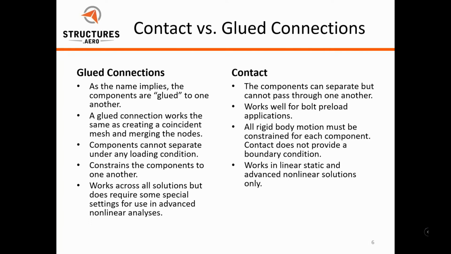With contact, you have to constrain all rigid body motion in the model. So if you constrain this model we're going to look at in a minute just on one end and try to make a contact, it's going to fail because of a pivot ratio error, and of course having unconstrained rigid body motion in the linear static analysis. So the linear contact works in the linear static and advanced nonlinear solutions. So you're not going to be able to use this with the basic nonlinear or a modal solution.